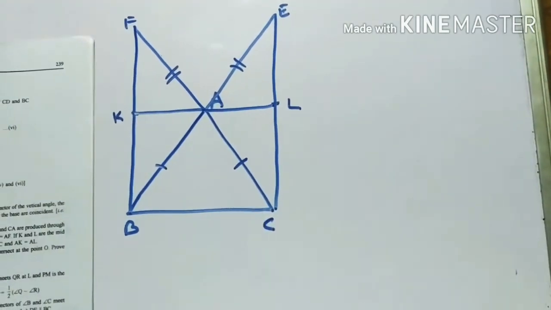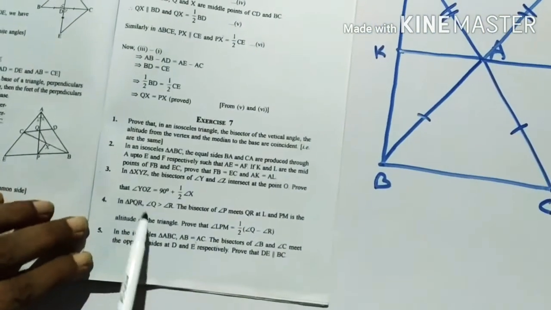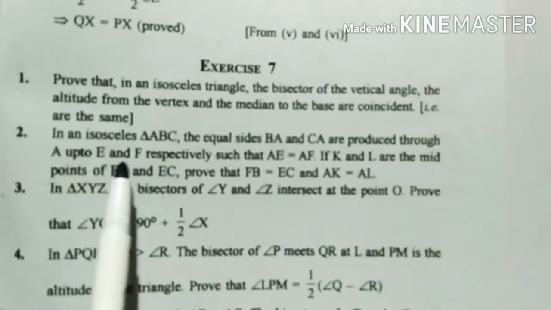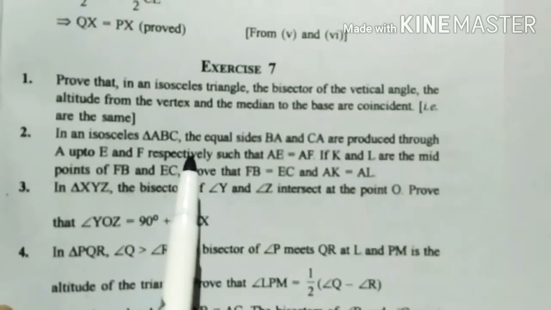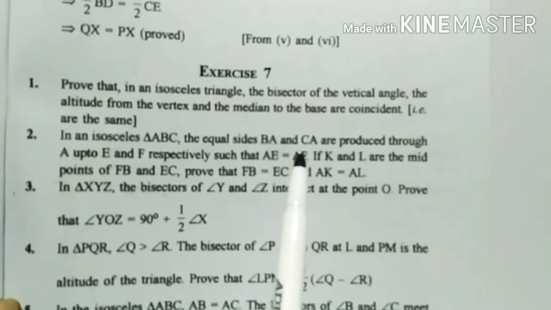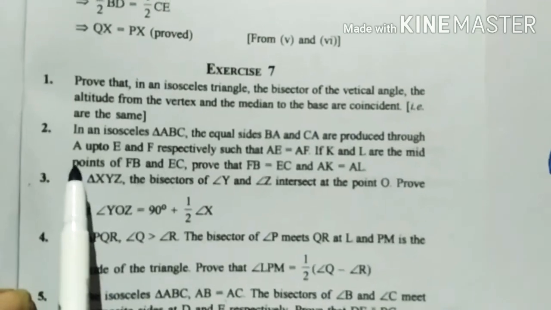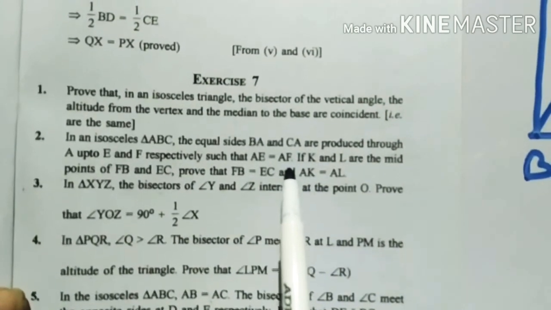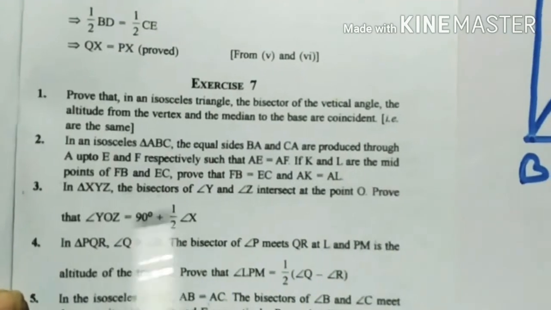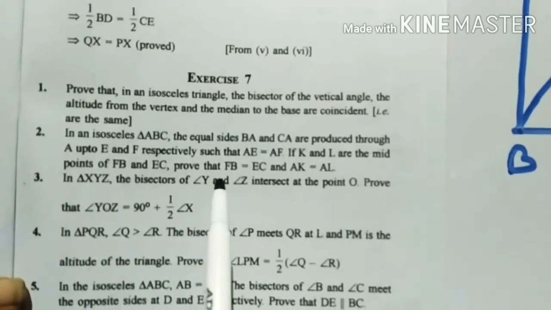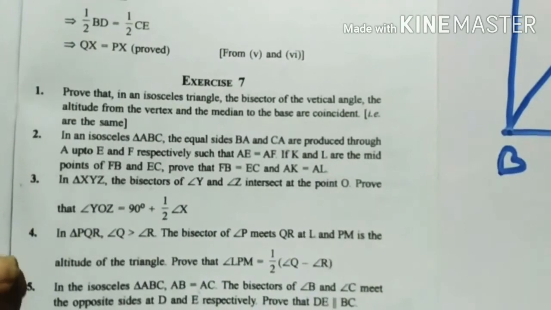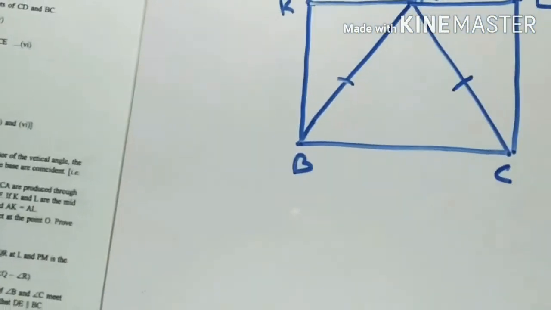See the question. In an isosceles triangle ABC, the equal sides BA and CA are produced through A up to E and F respectively, such that AE is equal to AF. If K and L are the midpoints of FB and EC, prove that FB is equal to EC and AK is equal to AL. Now see how I'm going to prove it.